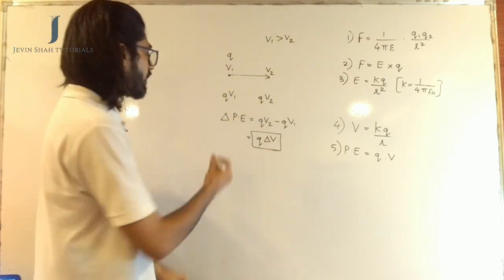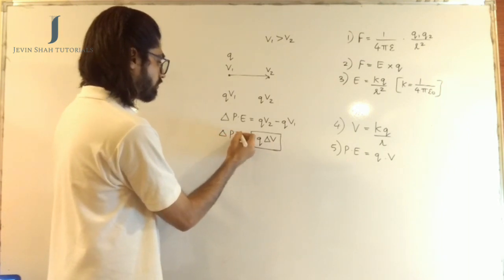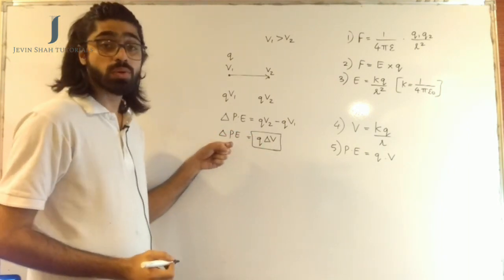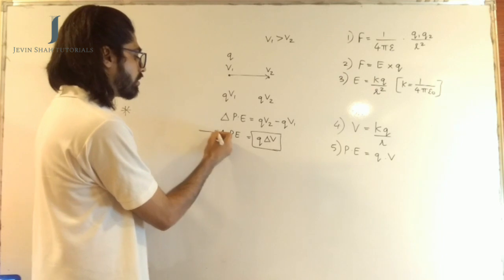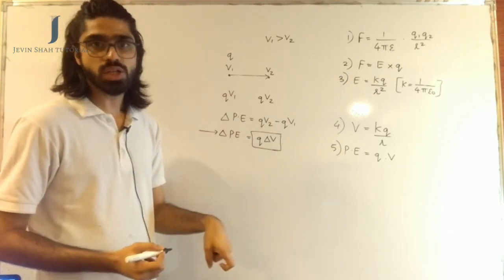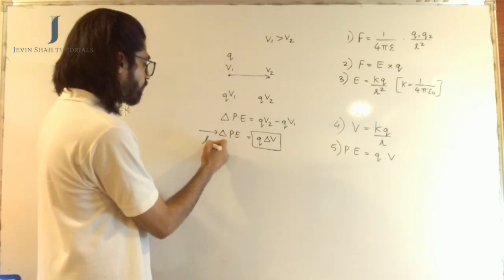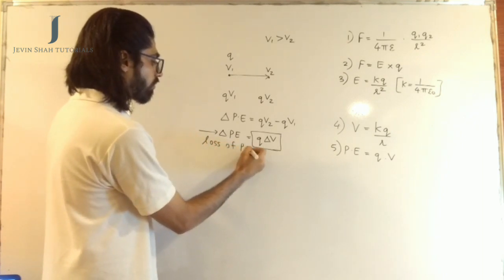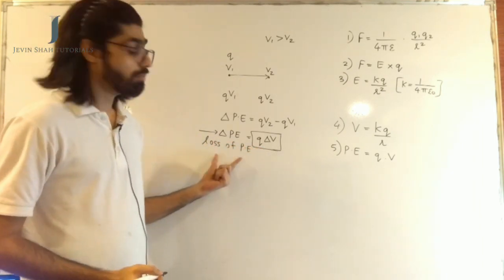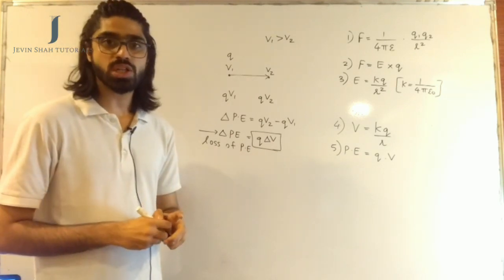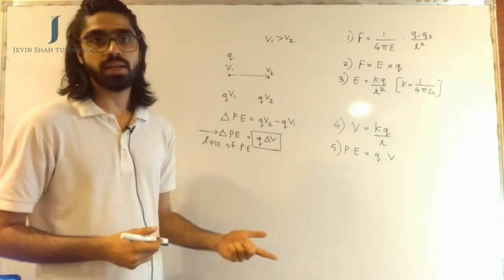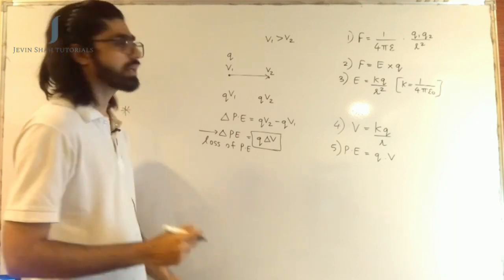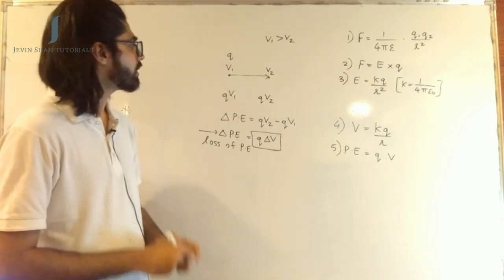So the change in potential energy will be Q delta V. You can actually predict that this is a reduction in potential energy. So you can call it loss of potential energy, which is Q delta V. But if you realize, the loss in potential energy will be the gain in kinetic energy. So the gain in kinetic energy, now why do I say there's a gain in kinetic energy?